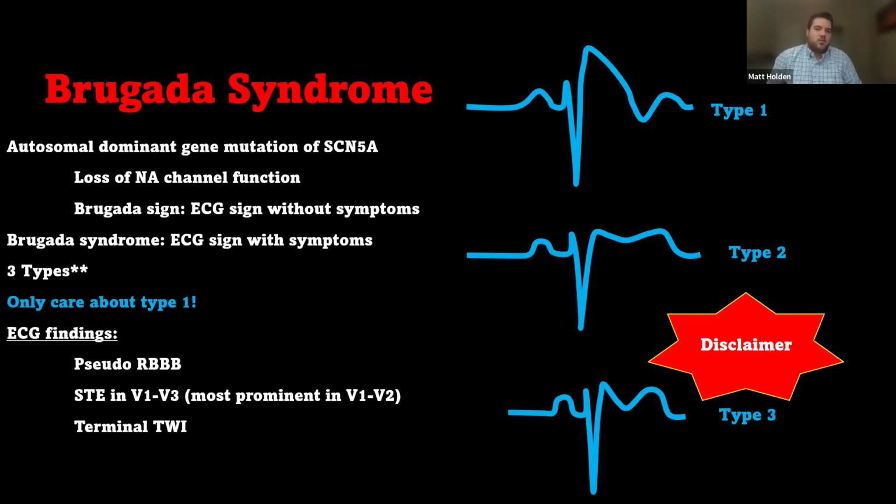So in type 1, you're going to have a pseudo right bundle branch block. You're going to have ST elevation in V1 through V3, but it's mostly going to be prominent in V1 through V2. And you're going to have something called terminal T wave inversions.